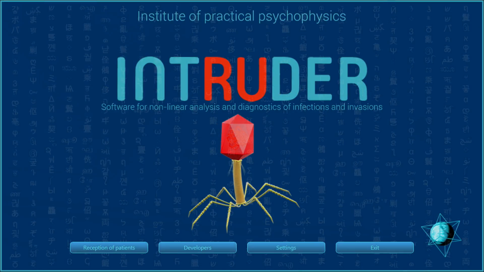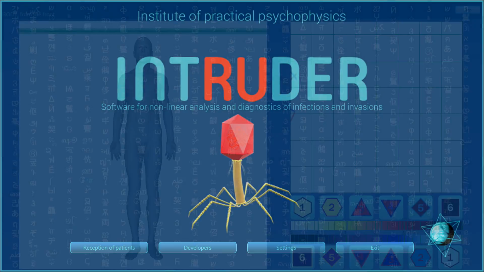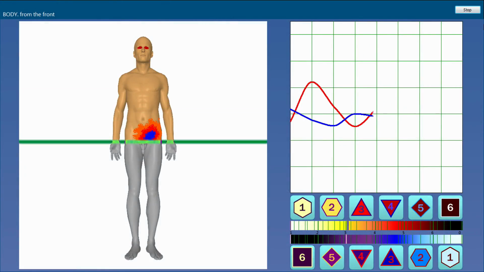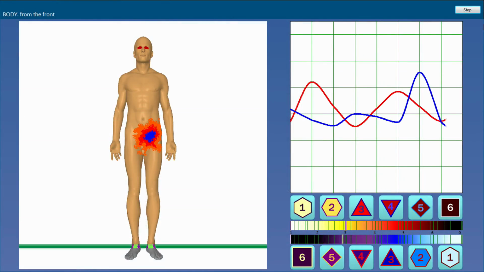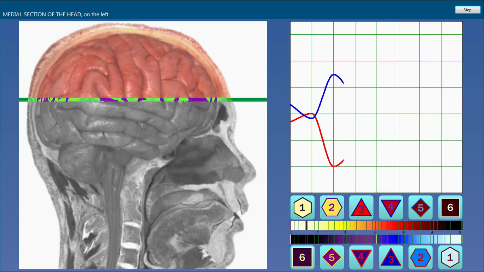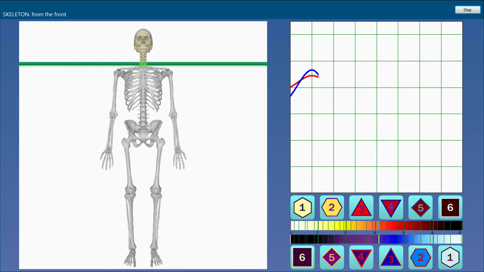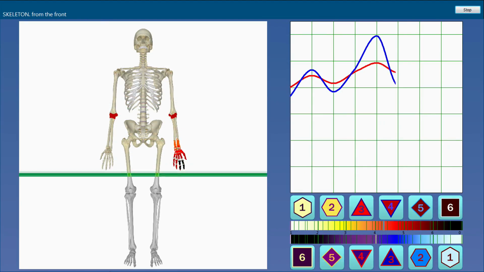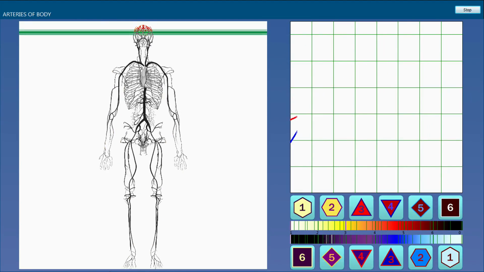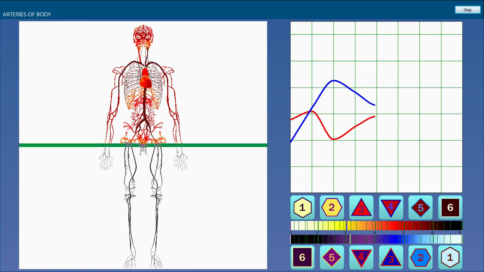We would like to present you Intruder software, the latest specialized development of the Institute of Practical Psychophysics in the area of nonlinear analysis of microorganisms and helminthes activity and evaluation of their resistance to modern antimicrobial and antiparasitic preparations.